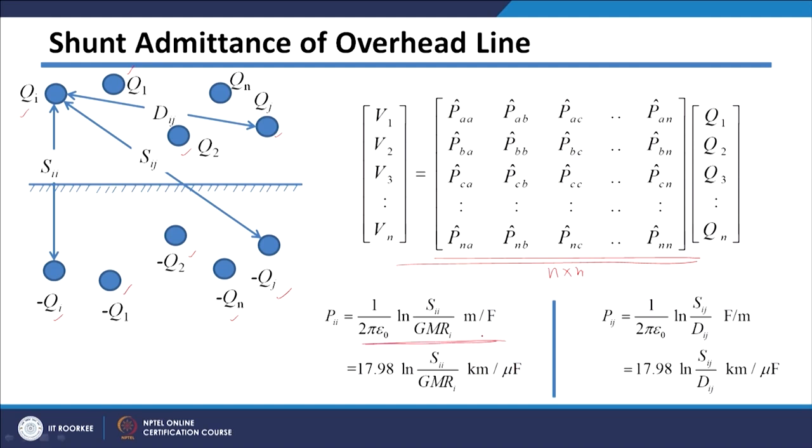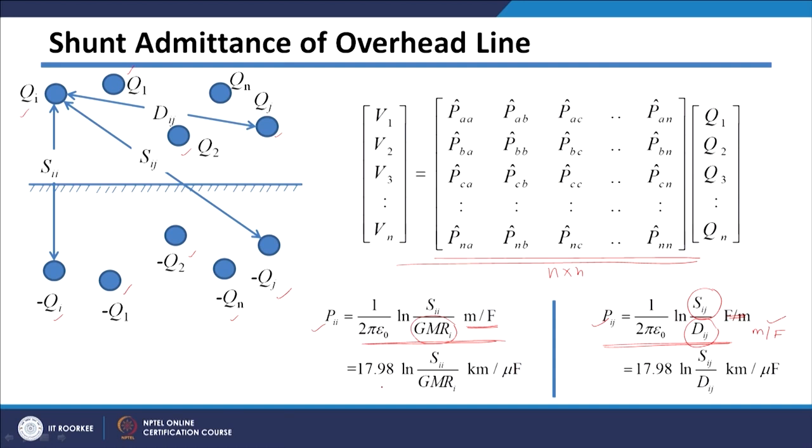The diagonal terms of the potential equations depend upon GMR of the particular conductor. If the same size conductors are there, GMR will be same, and then the non-diagonal terms of this potential coefficient matrix will be given by this equation, where we have seen that they depend upon actual distance between the conductor and corresponding image distance. And once you get this, we can get these potential coefficients, and basically this will come in terms of meter per farad. Okay, here is a mistake, it is meter per farad.